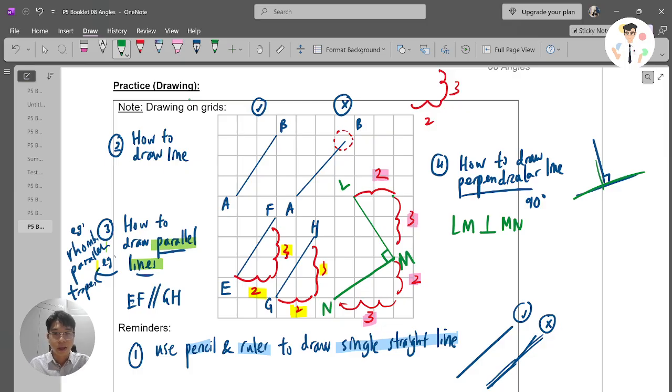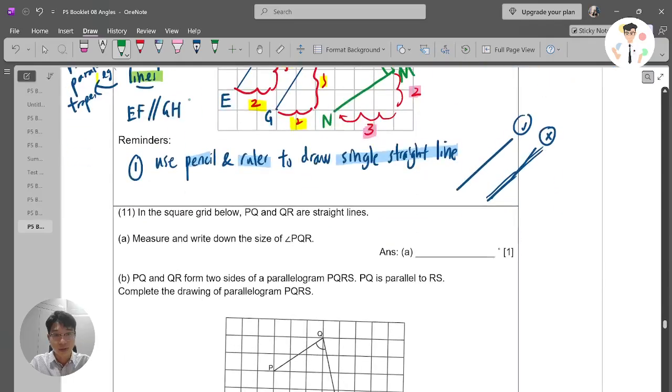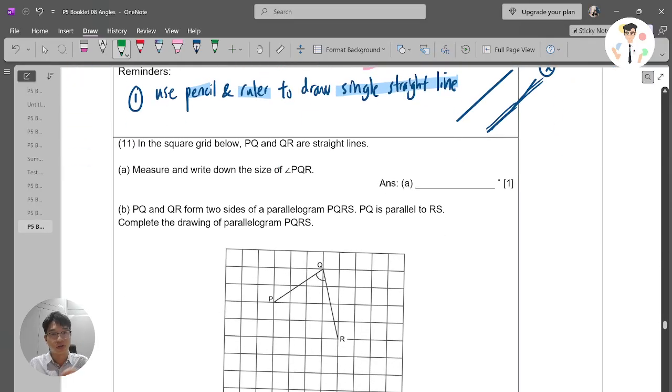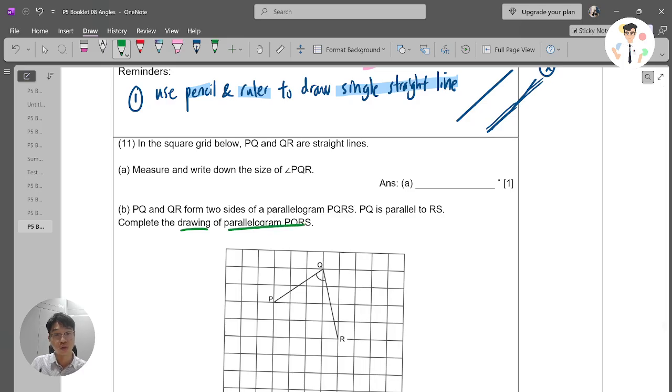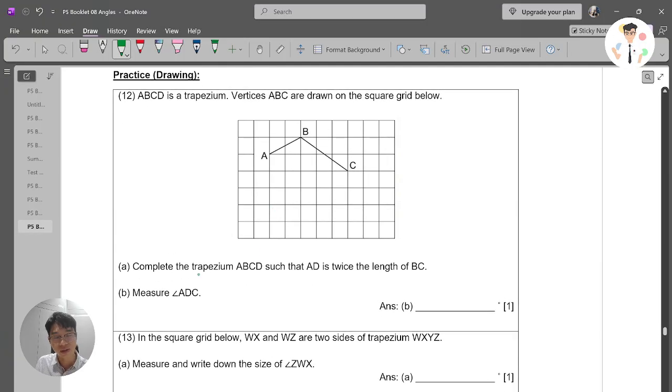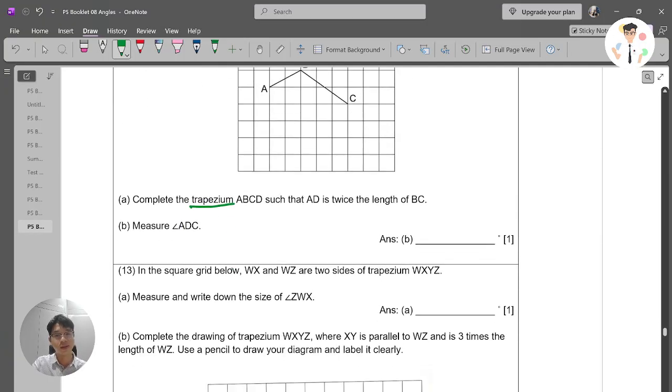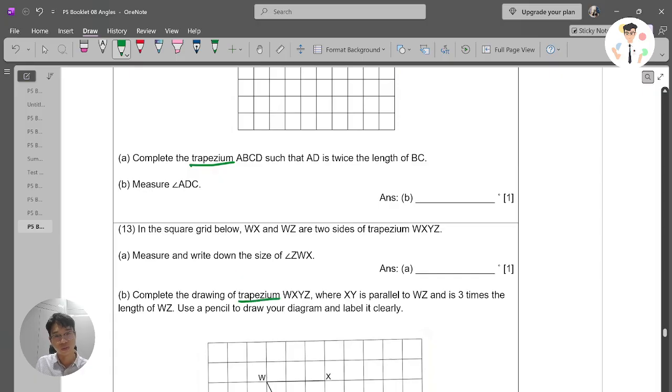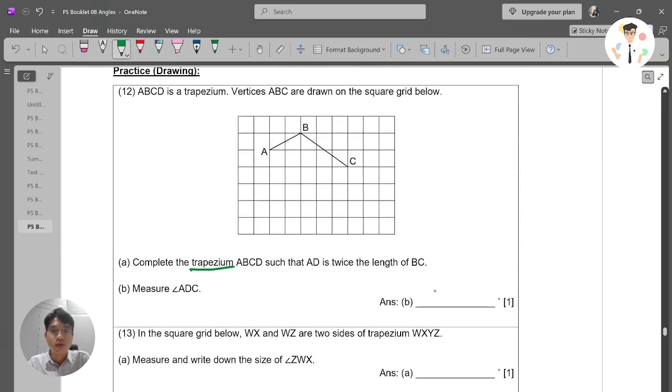Okay, and as you can see here, the next, they're asking you to measure. After measure, they're asking you to complete the drawing of parallelogram. So you need to complete the drawing, okay? Or here, you're asked to complete the drawing of trapezium. And here also trapezium with some of the requirements here. Okay, so we should tackle this in a short while.